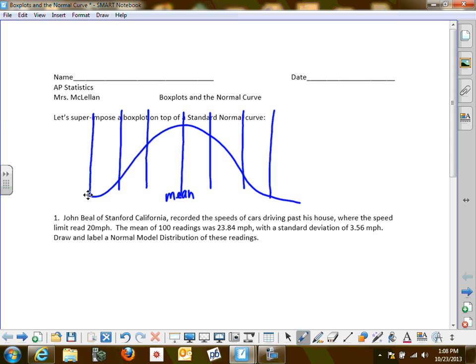And so then you know that this is 1, 2, 3 standard deviations up, -1, -2, -3. All right. So what I want to do is put the box plot on top of this.